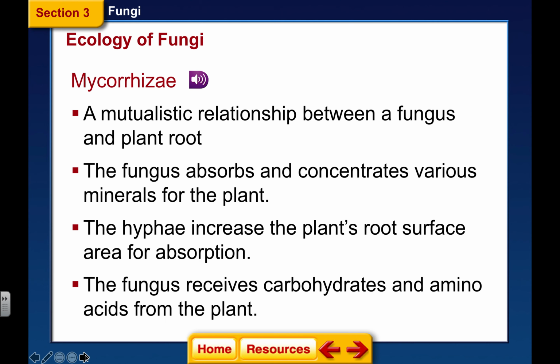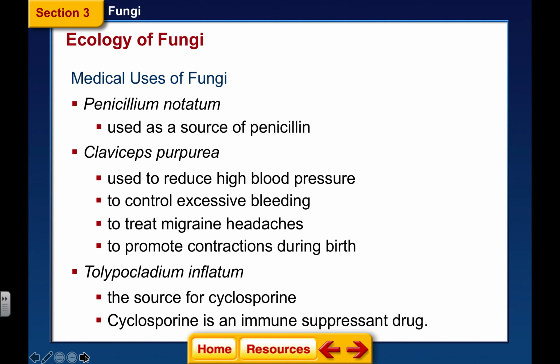So mycorrhizae is going to be a mutualistic relationship between a fungus and the roots of some plants. Again, not all plants have them, but some do. And the fungus is increasing the surface area to absorb those minerals and nutrients. And the plant is carrying out photosynthesis, and the carbs that it's producing is glucose. And of course, there's going to be some amino acids because they're also going to absorb those and return them to the soil.